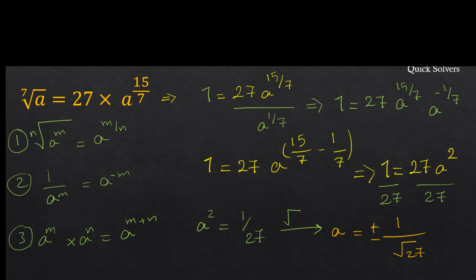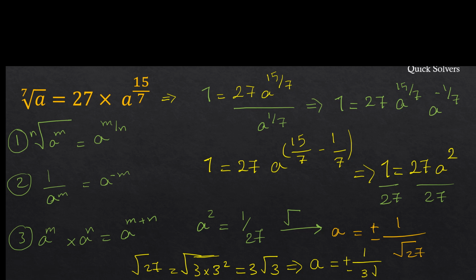Yeah, and if we want, we can further simplify this square root of 27. Well, square root of 27 is square root of 3 times 9. And I can write 9 as 3 to the power of 2. And that means I can take this 3 out and write this as 3 times the square root of 3. So this is telling me that we can write a as 1 over 3 times square root of 3. So both answers are saying the same thing. So both are correct.